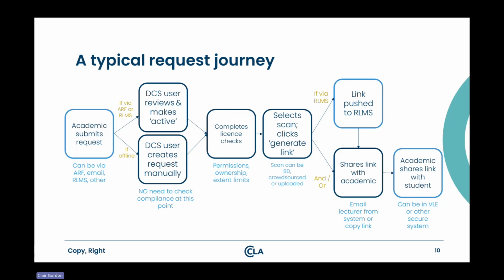Once that's been done, the DCS user receives the request, and then if you're using an academic request form or the request has come from an RLMS integration, the DCS user picks up the request in the DCS, reviews it and progresses it to an active request. And if you're receiving the request offline, for example, via email, the user then creates the request manually. Again, both of which Stephen will show you very shortly. So regardless of how the request is received, once the request is at an active request status, the user goes through the relevant license checks. So that's checking permission, ownership, and extent limits. Then they will move on to checking to see if a scan is already available in the DCS.